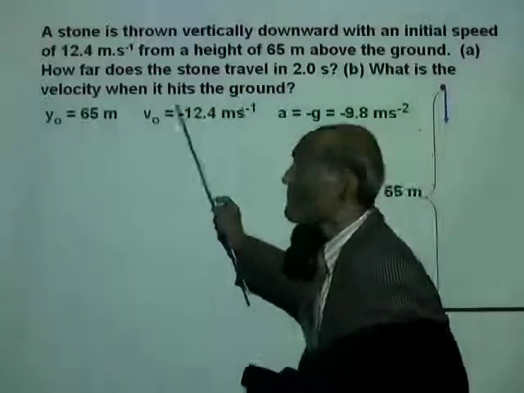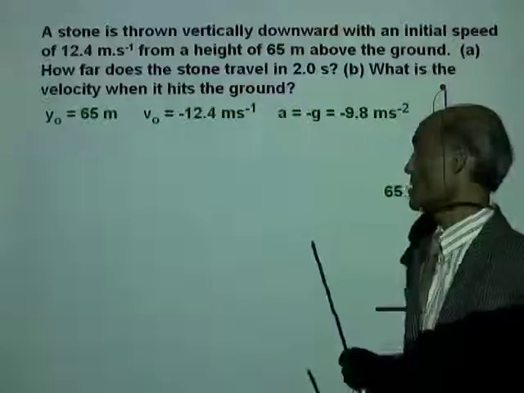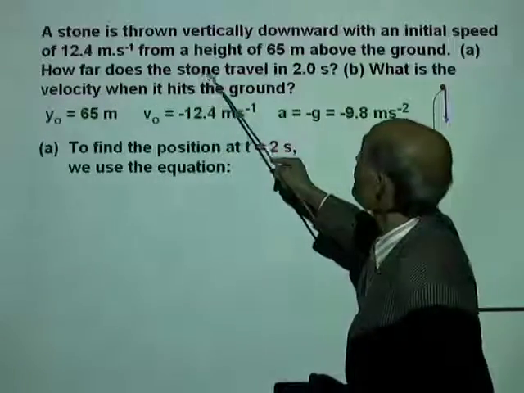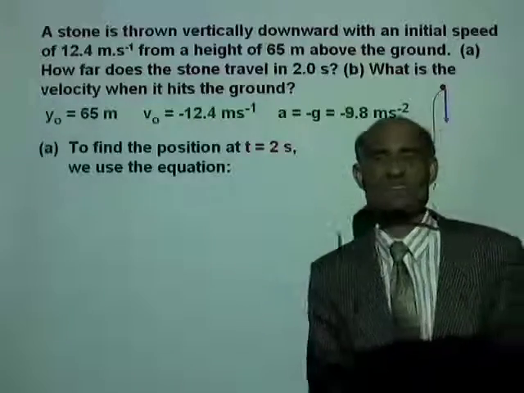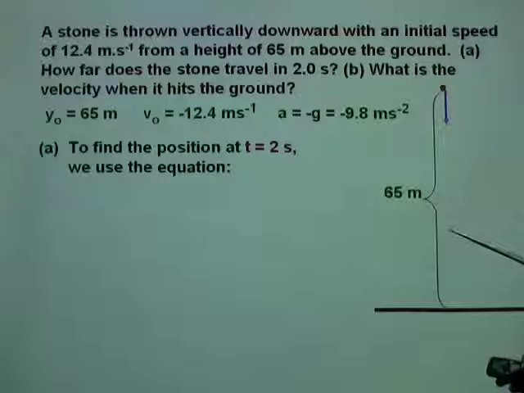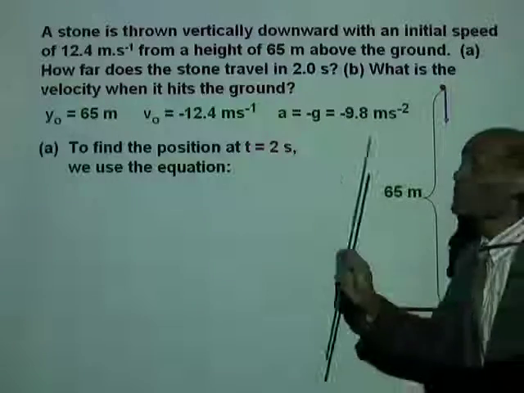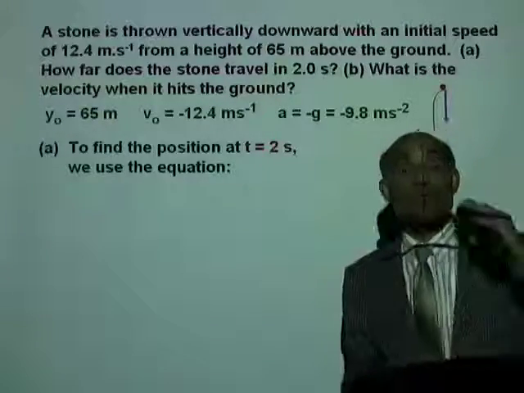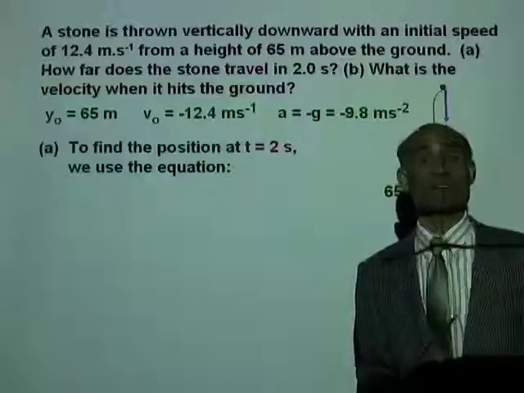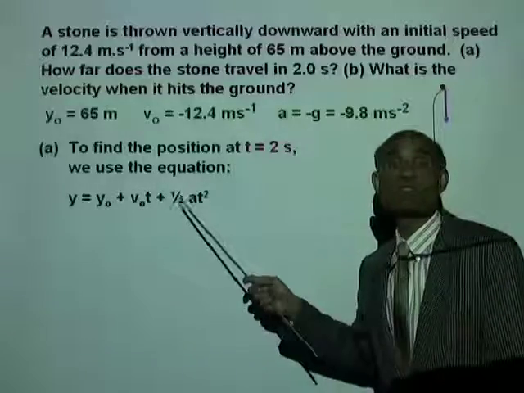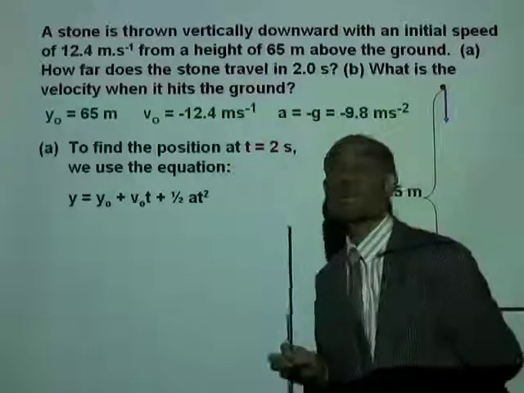You see, you need to figure out these given data. Okay, we need to find the position. How far does the stone travel in 2 seconds? In other words, in 2 seconds it travels, say, up to here. We need to figure out that distance. For that, we will first find the position at t equal to 2 seconds. Where is the object at t equal to 2 seconds? We will use this equation: y equal to y0 plus v0t plus 1/2 at squared.